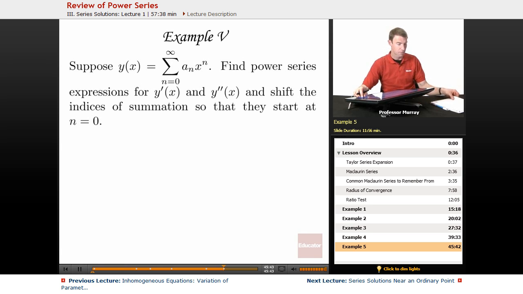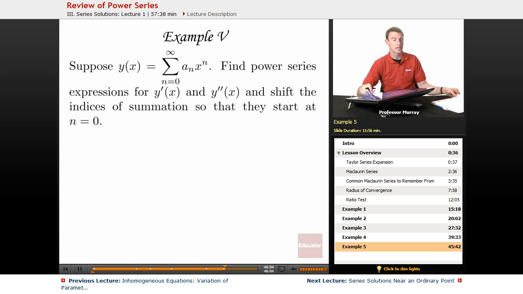So in our last example here, we've got y of x is the sum from n equals 0 of a sub n x to the n. So we're being given a generic power series, and we want to find power series expressions for y prime of x and y double prime of x. And then we're going to shift the indices of summation so that they start at n equals 0.